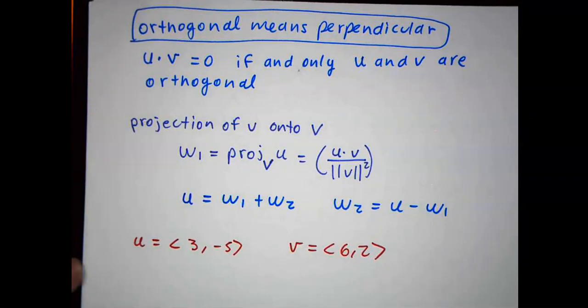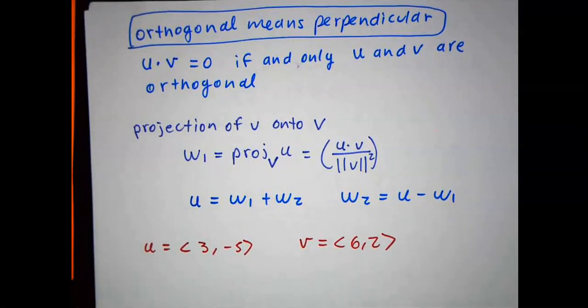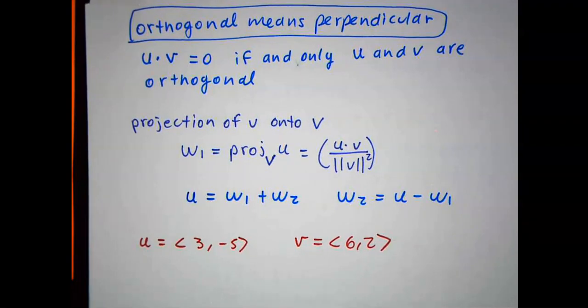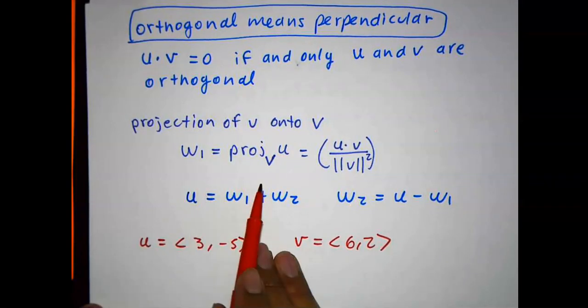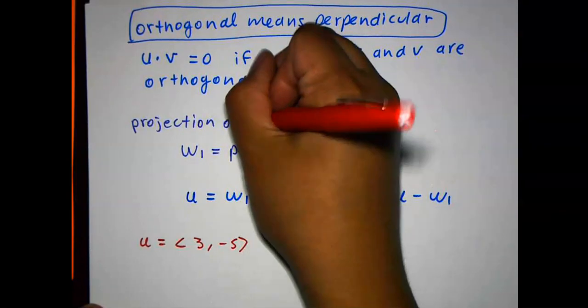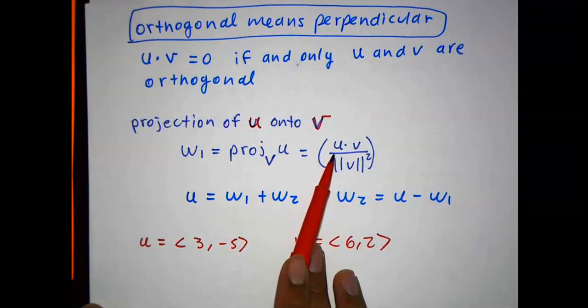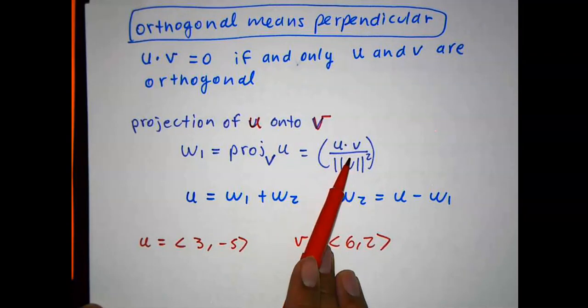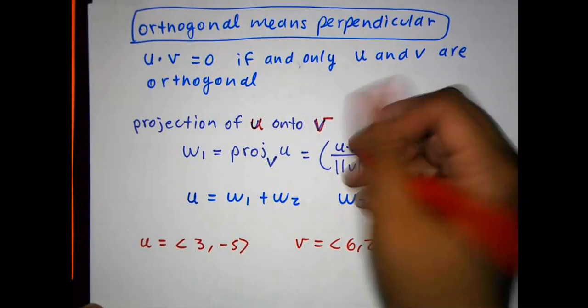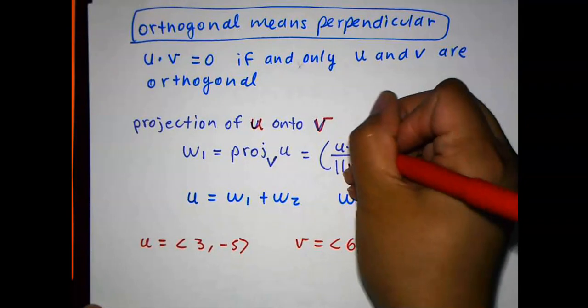Okay, so now we're going into projection of u onto v. I have a vector u that can be written as the sum of two orthogonal vectors. That is called the projection of u onto v. And this is the formula: the dot product of u and v over the magnitude of v squared. This is v.